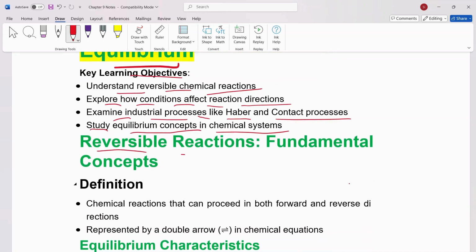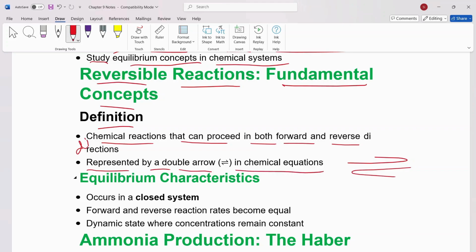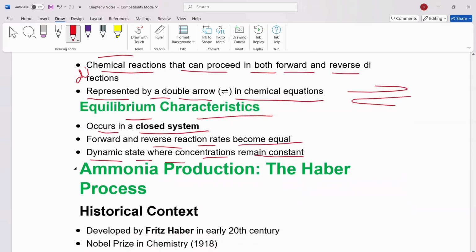First, we have reversible reactions. Fundamental concepts: the definition is chemical reactions that can proceed in both forward and reverse directions, represented by a double arrow like this in a chemical reaction. Equilibrium characteristics: it occurs in a closed system. Forward and reverse reaction rates become equal. It is a dynamic state where concentrations remain constant.